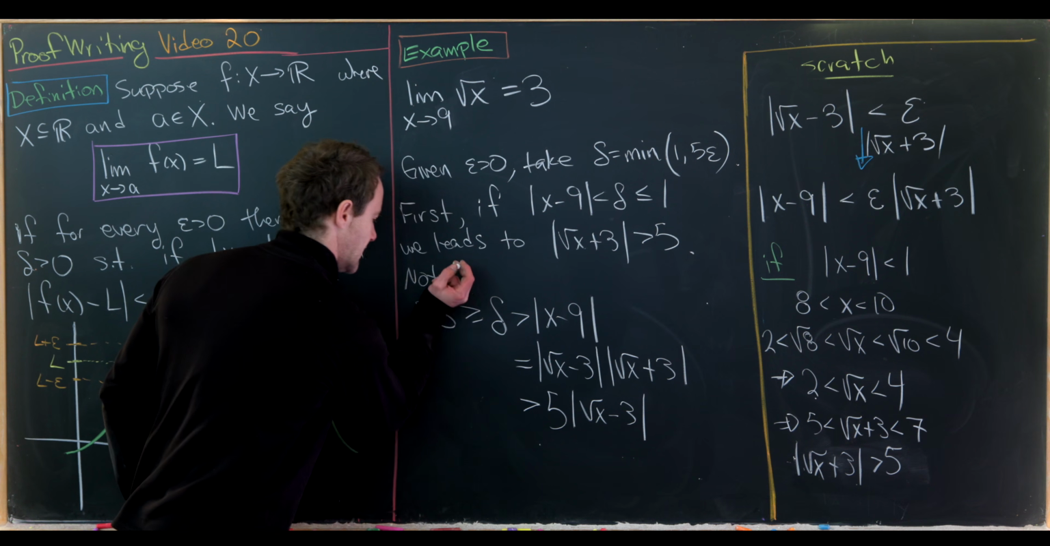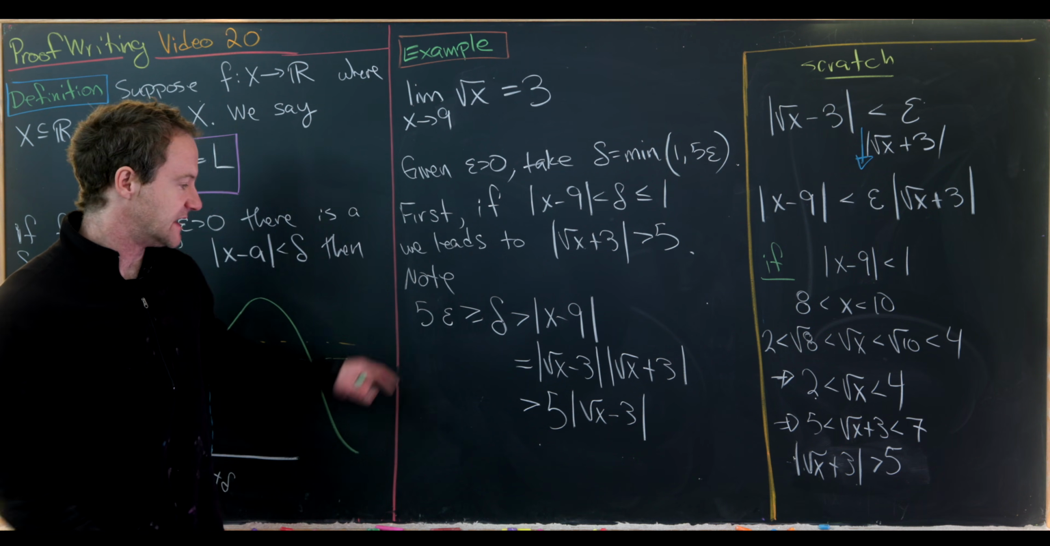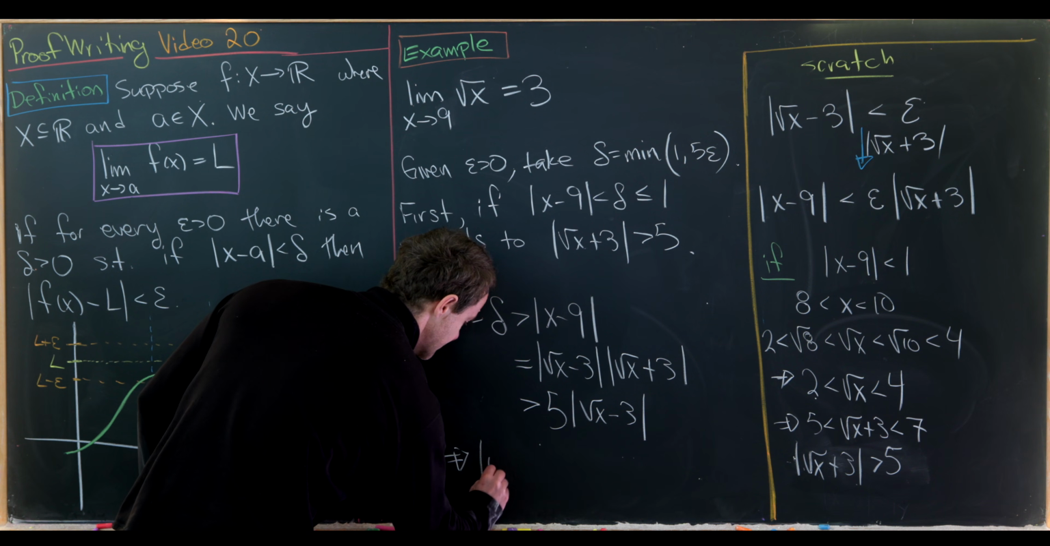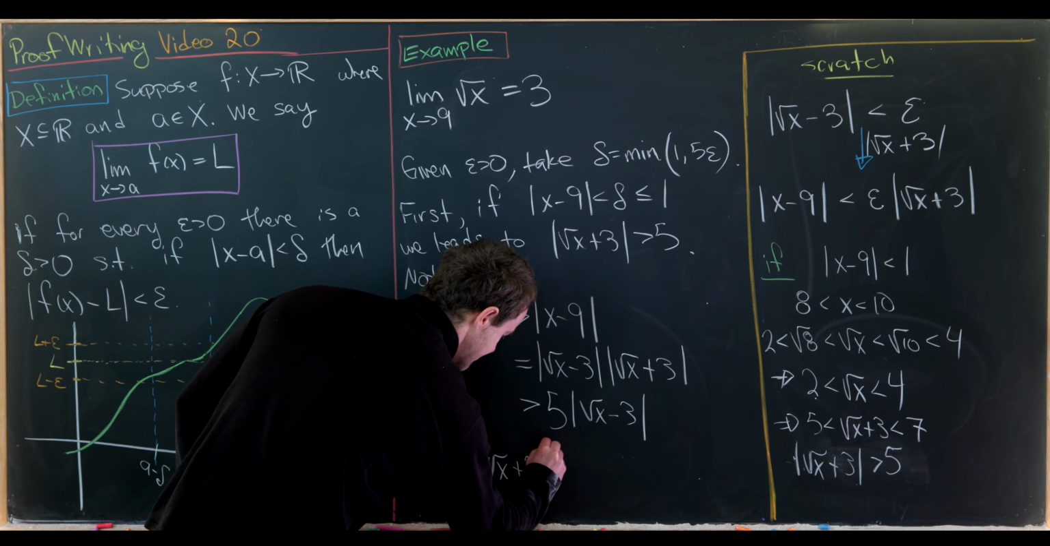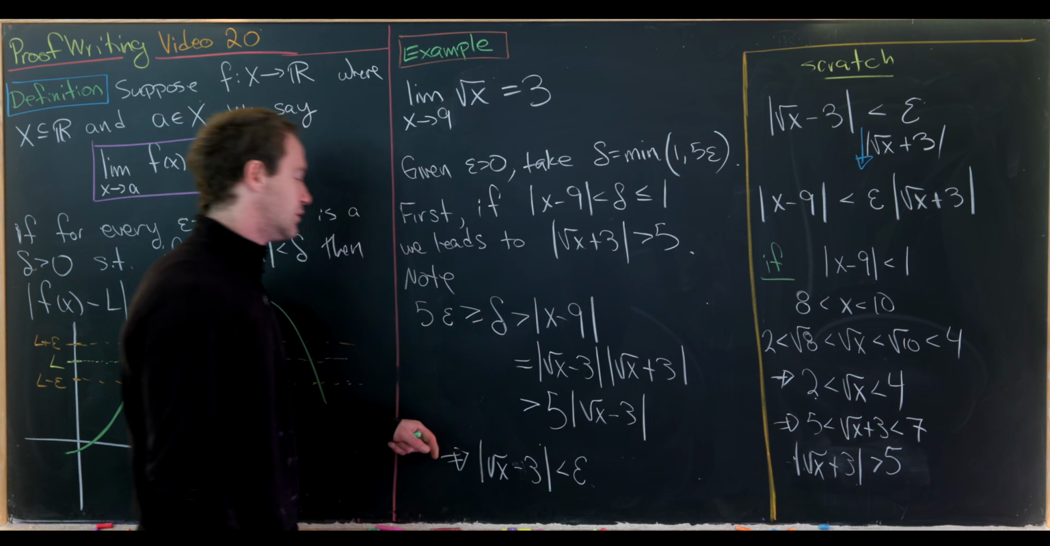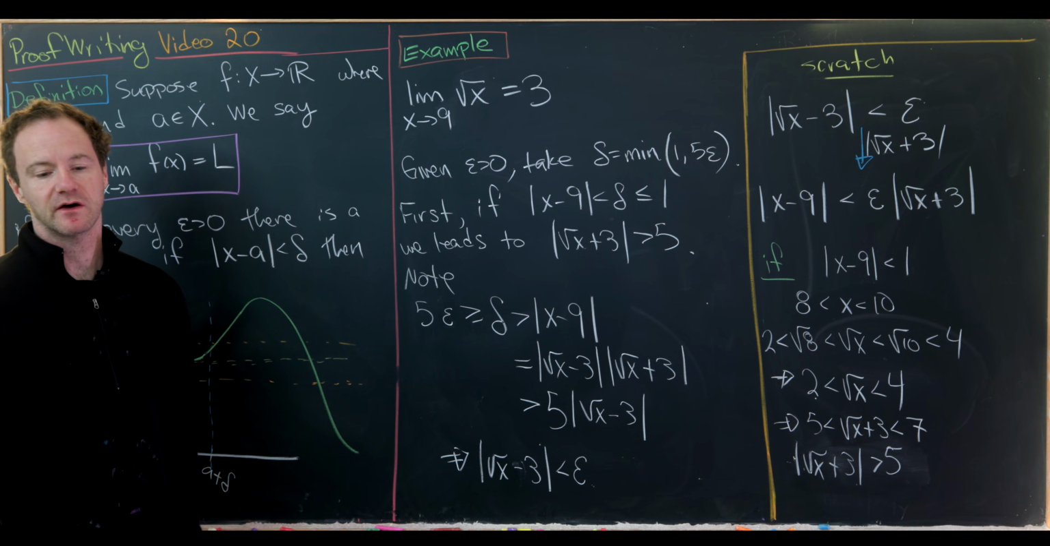But now, I just had my epsilon backwards, but now reading this and dividing by 5, we get exactly what we need. This leads to the absolute value of the square root of x minus 3 is less than epsilon, which is exactly what we need for this limit to have the following value.